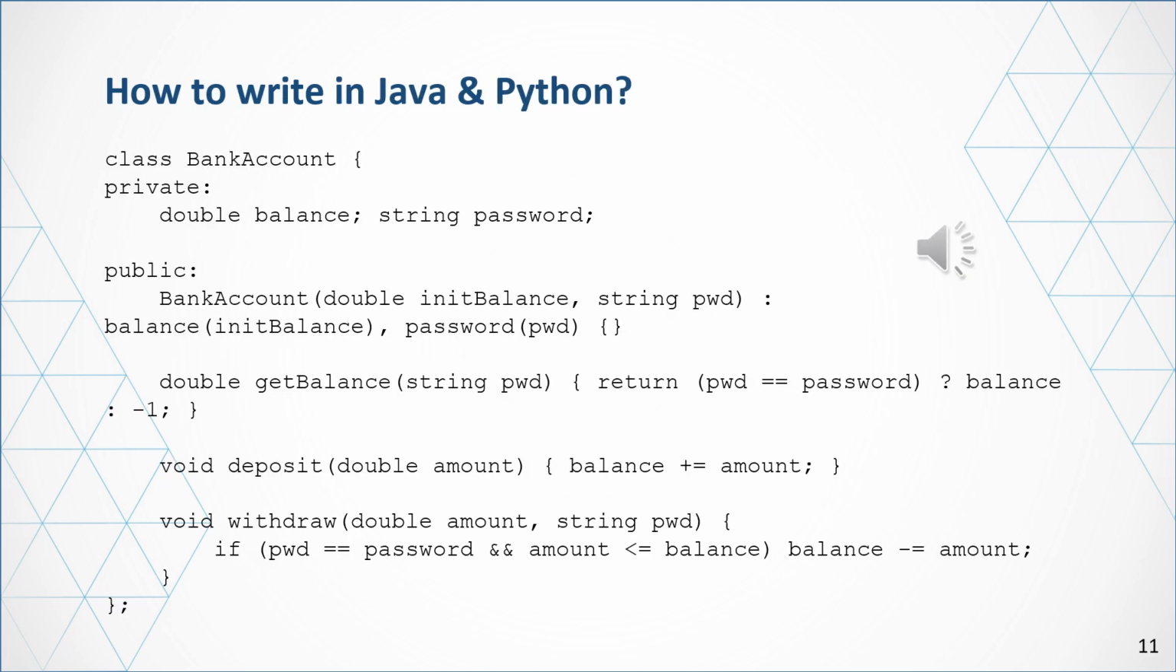Here is an example program written in C++. There is a car class with private data, namely balance and password, and a constructor with the same name as the class. There are also public methods, the getter getBalance and the setters deposit and withdraw to let us interact with the private data. Now, practice writing the same program in Java and Python.